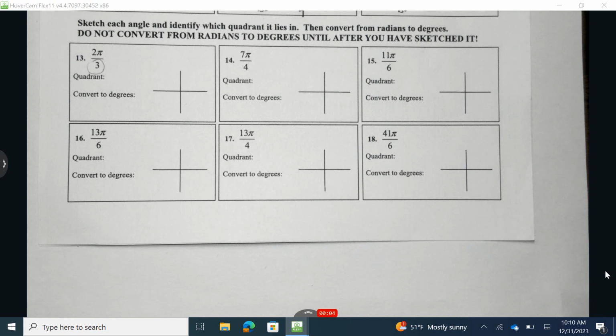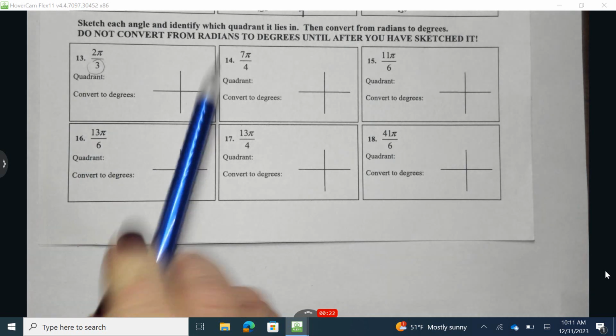Unit 9, Lesson 1, we are going to sketch each angle and identify which quadrant it lies in. Then we'll convert from radians to degrees, and we'll do that afterwards. So how can we quickly do this without directly looking at the unit circle that you may have created with me in the tutorial I provided before this lesson?